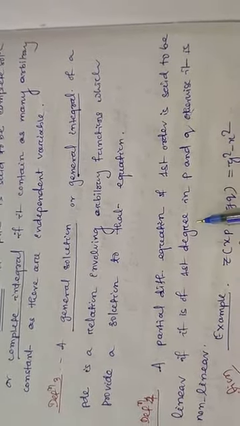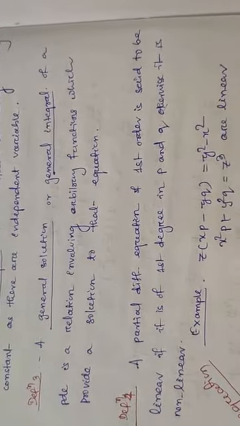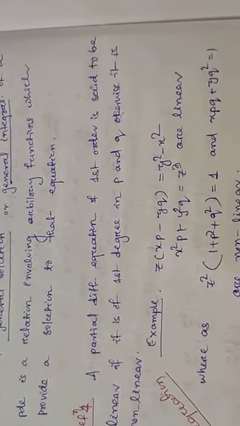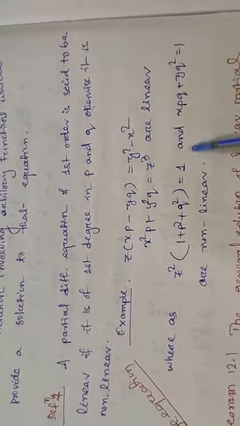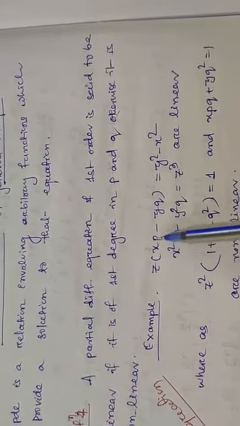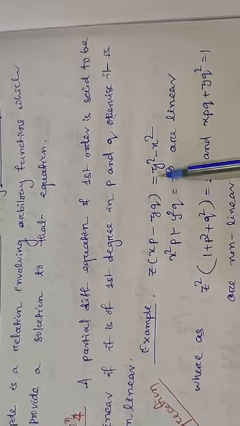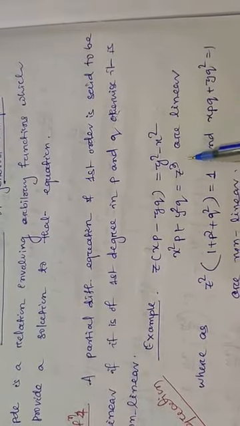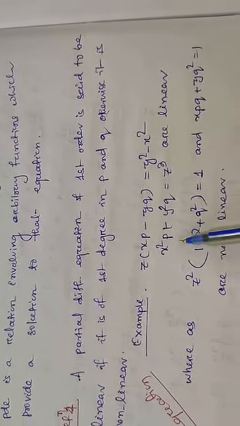How can we solve a first order linear PDE? We will discuss this in this chapter. Let us have a look at this example. z into (xp minus yq) is equal to y square minus x square. This can be written as zxp minus zyq is equal to y square minus x square.